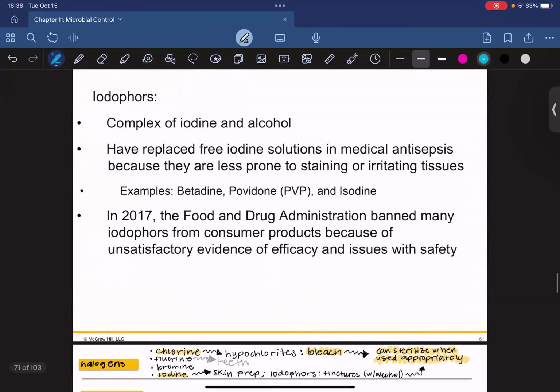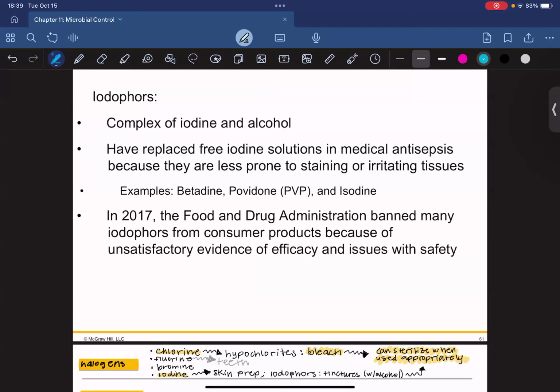Examples of our iodophores are going to be one thing. Betadine, yes, that's one most of you probably know. You work in a hospital anyways. Betadine, povidone iodine, and isodyne. All of these are pretty commonly used as antiseptics on the skin in whatever situations. If you go to donate blood and you are allergic to the compound that they usually use, which we'll get into later, they'll give you iodine.